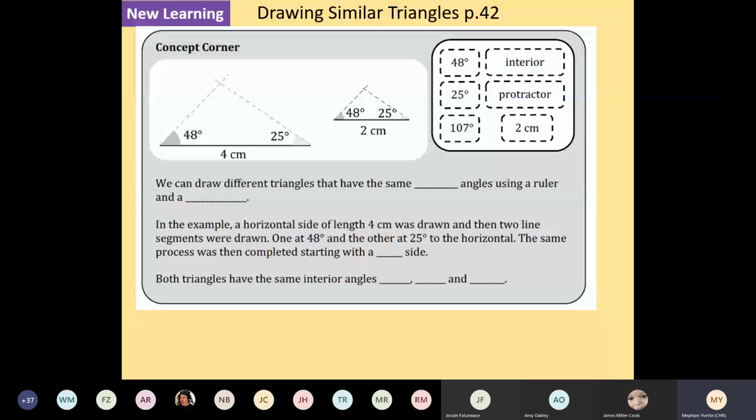Okay, so again, we're going to read through this together and you guys are going to fill in the gaps, and then we're going to go on to an activity which I'll explain in a minute. So let's start. We can draw different triangles that have the same interior angles using a ruler and a protractor. So remember, the interior angles in a triangle are the angles formed by the vertices, or if you are better with this kind of terminology, the corners of the triangle. And we have practiced in lessons how to draw angles in a triangle as well.